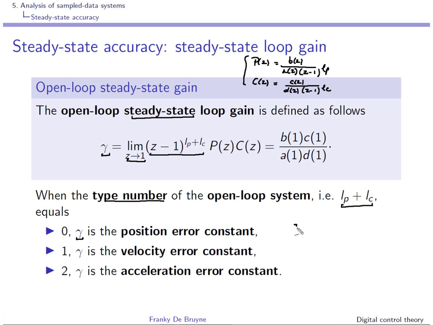And we'll come back to these denominations, these names over here later on in the course, and you'll understand why it's called position error, velocity error, and acceleration error.